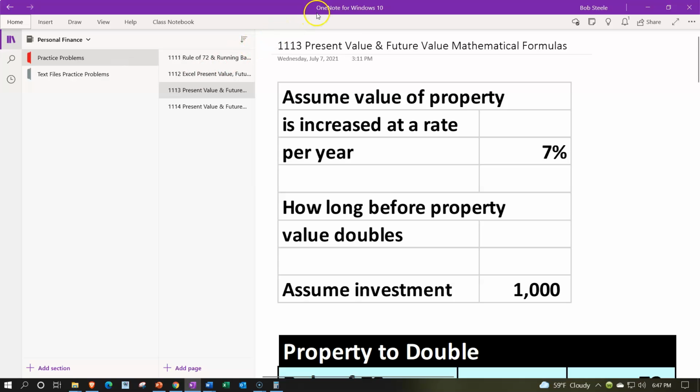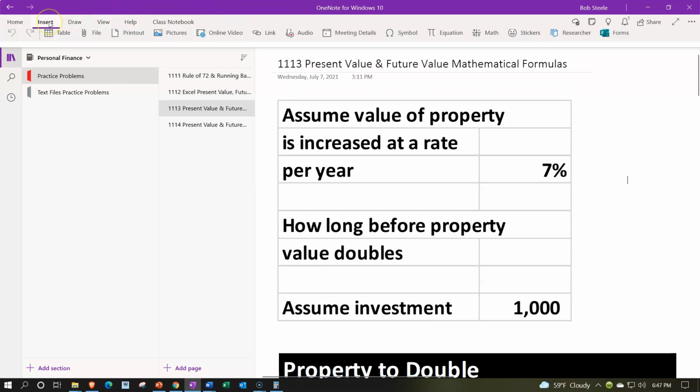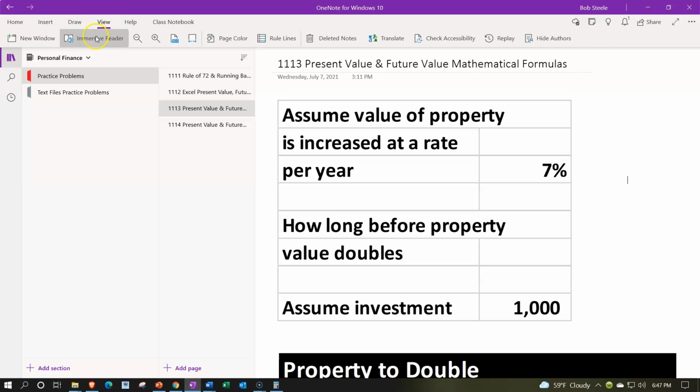Also note, when using OneNote, look at the Immersive Reader tool. Our presentations up top will also be in the text file, same name, same number, but with transcripts. Transcripts can be translated into multiple different languages and either listened to or read in them.